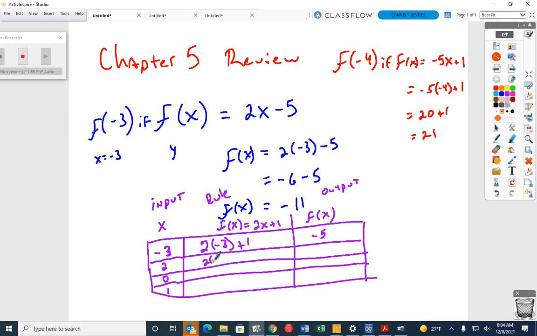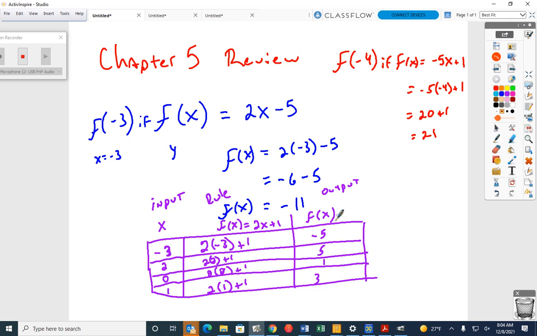This would be 2 times 2 plus 1. What's 2 times 2? 4 plus 1? 5. This would be 2 times 0 plus 1. What's 2 times 0? And 0 plus 1? And this would be 2 times 1 plus 1. Then what would that be? 3.